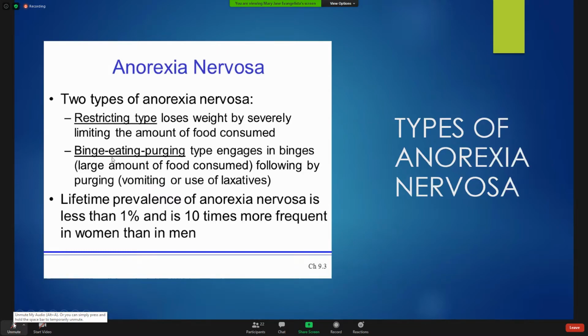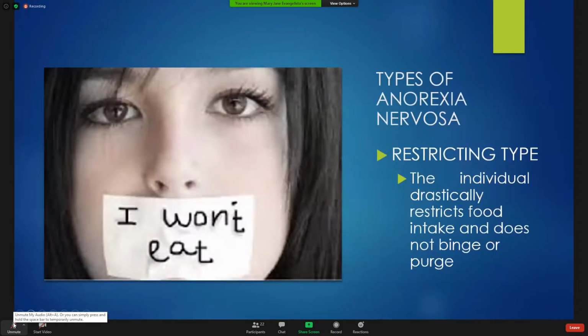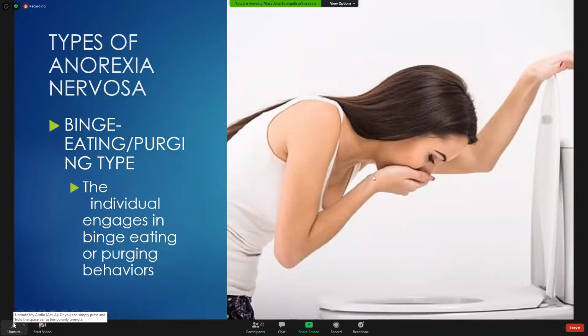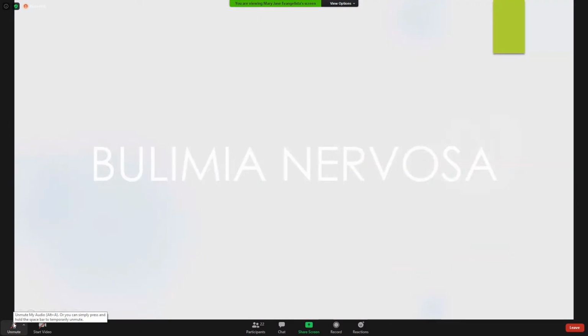Because usually the binge eating is for the bulimia. Meaning to say, they will eat and then they will go to the bathroom and they need to, what's that? Throw up. Very good. So again, the common type of anorexia nervosa is the restricting type. The other one is common in bulimia. Another type of anorexia, but more common in bulimia. Okay, so are we good? That's it. End of the story.